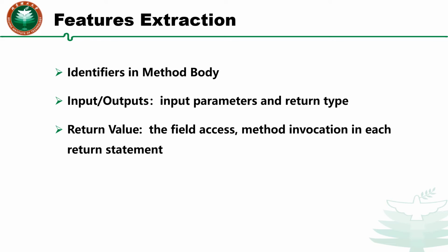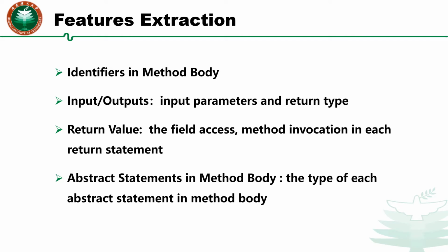The third is the return value. It mainly represents the return information of the method. This includes the field access method invocation in each return statement. And the final one is the abstract statements in method body. This is actually the node type in abstract syntactic tree.